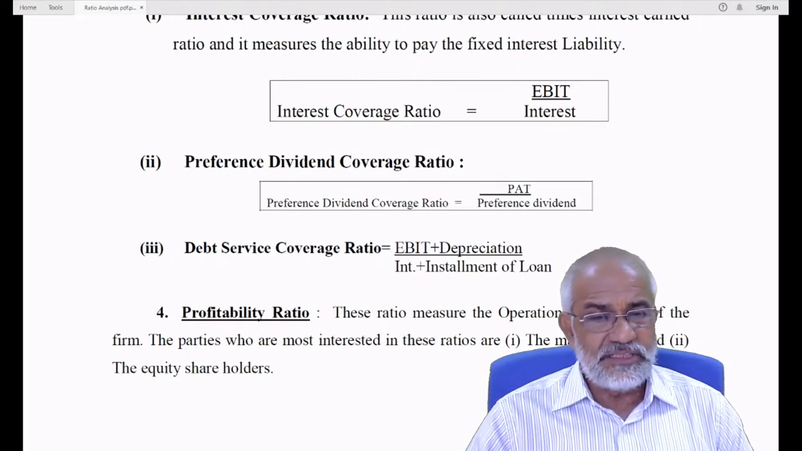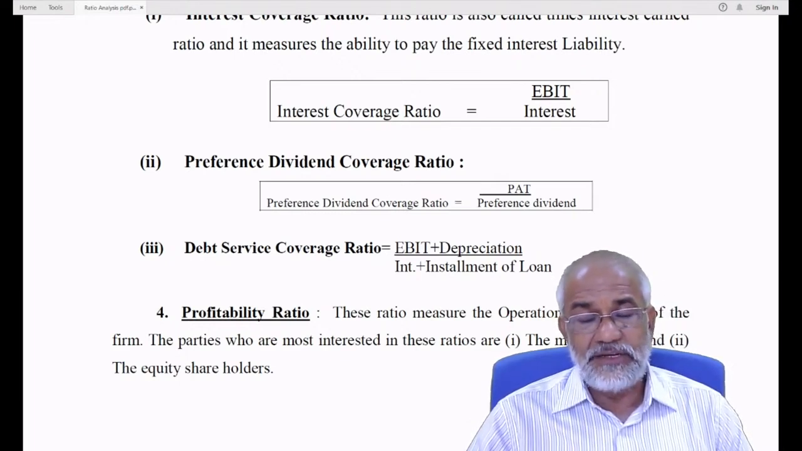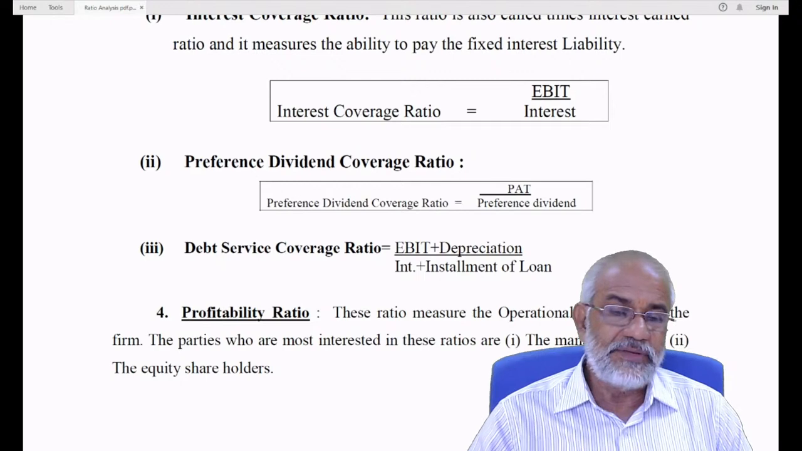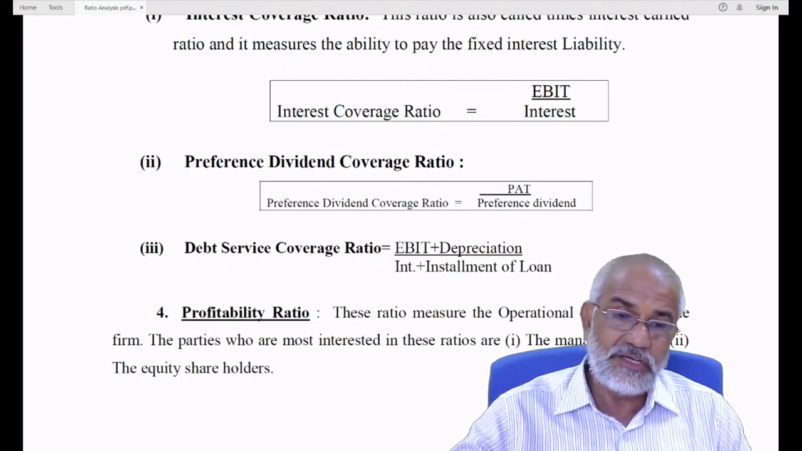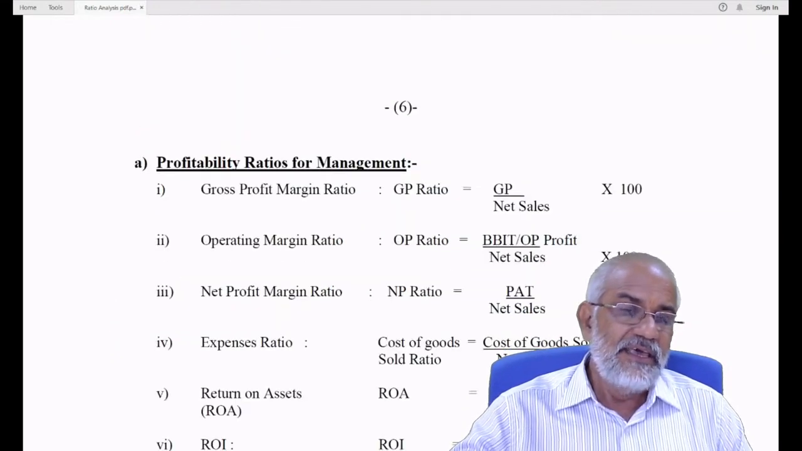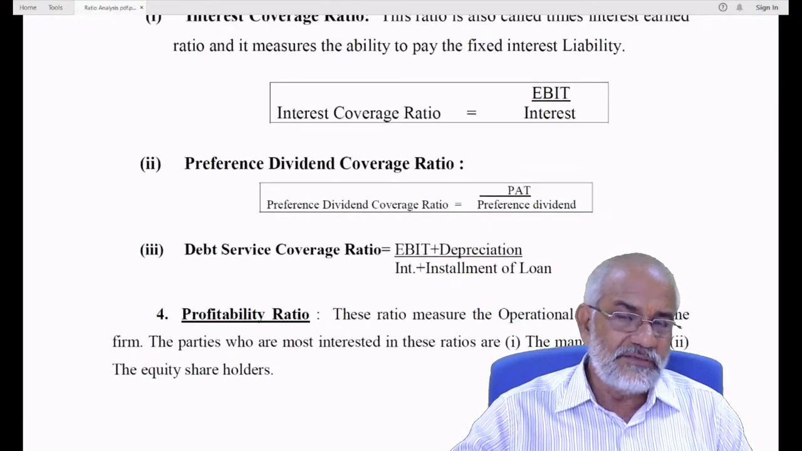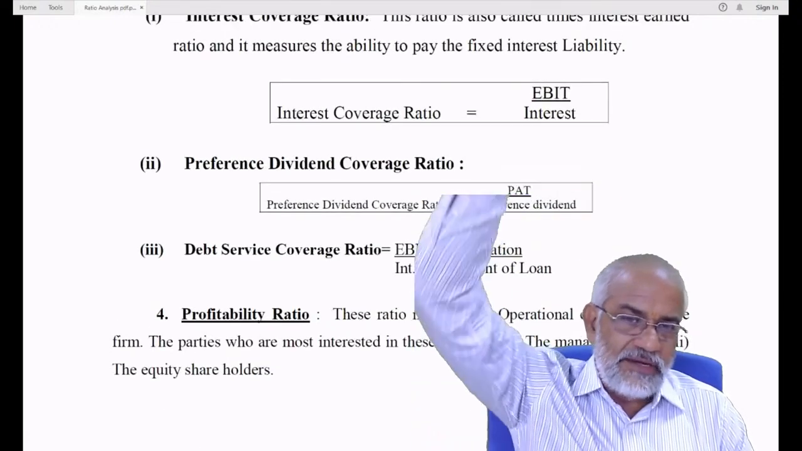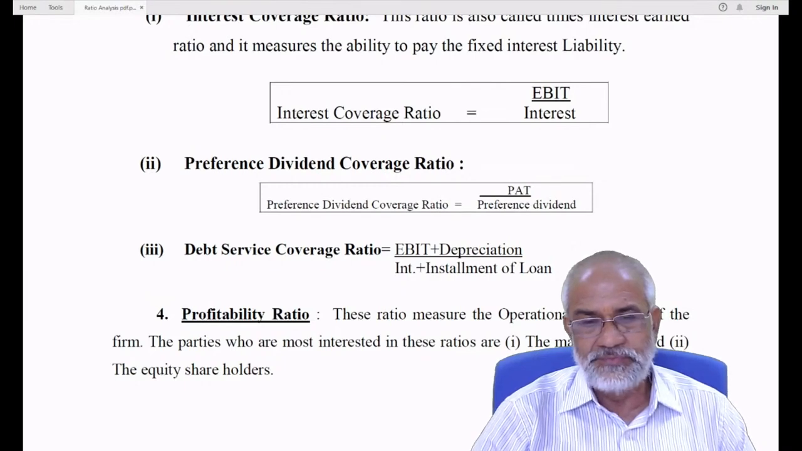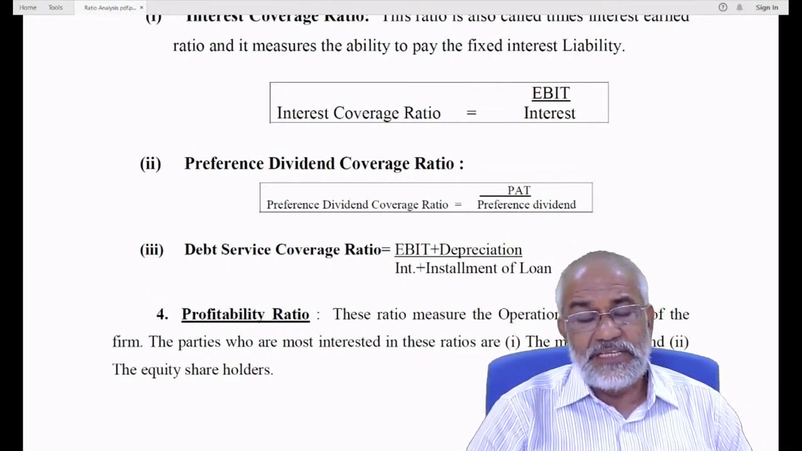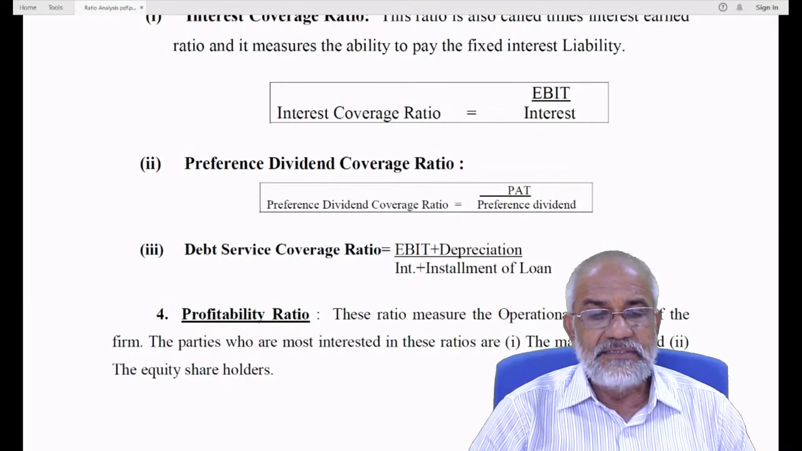So this is about the third category of ratios which come under the leverage category, which speaks about the long-term solvency of the organization. Then the last category of ratios comes under the profitability ratios. These ratios measure the operational efficiency of the organization.